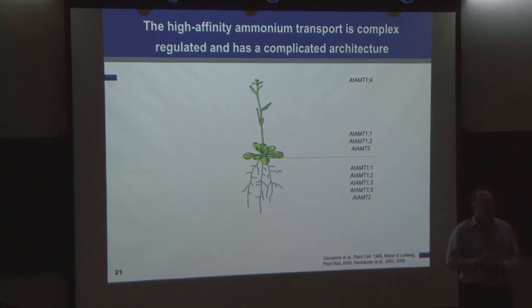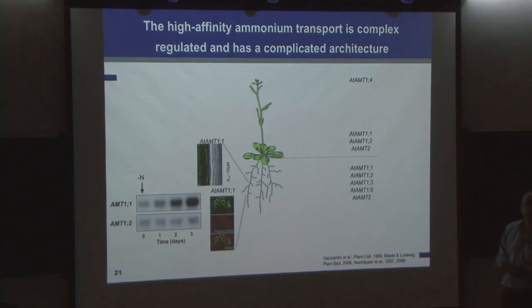And nowadays we know there's also similar, or we start to know this also for other plants, for rice for example. And the plants also look pretty normal. So these ammonium transporters are not essential. However, we still believe they are important.